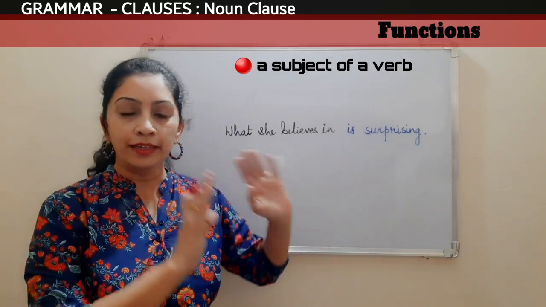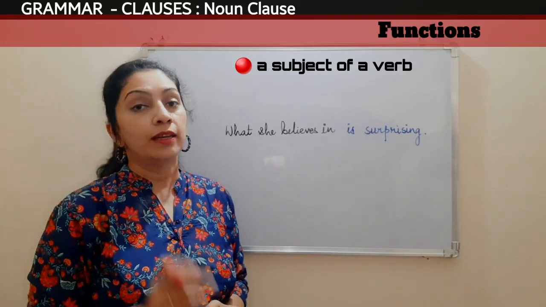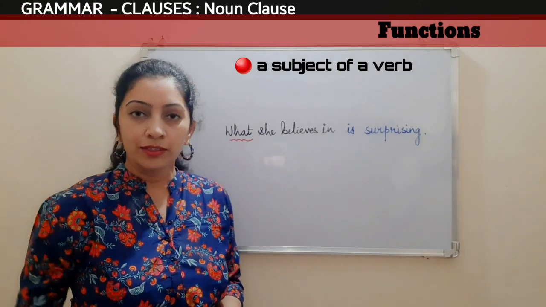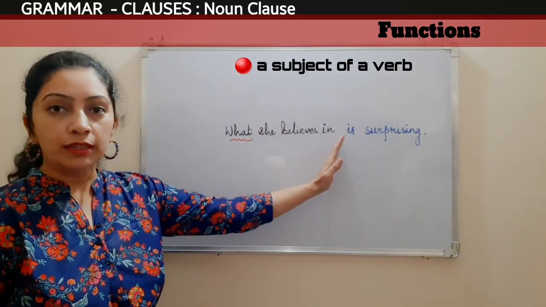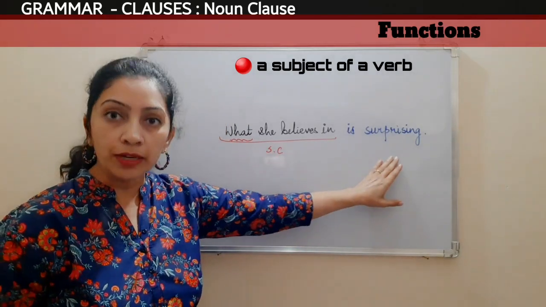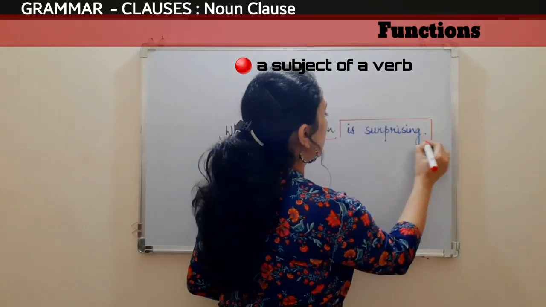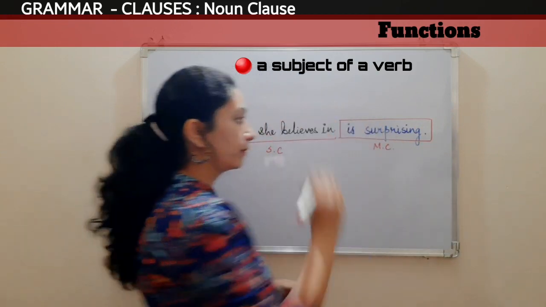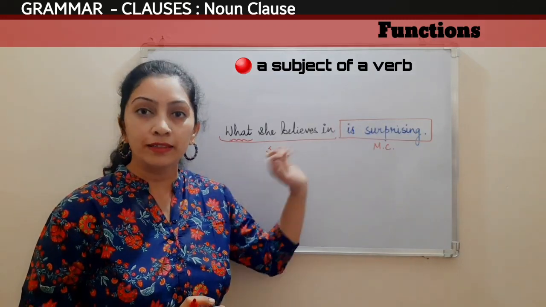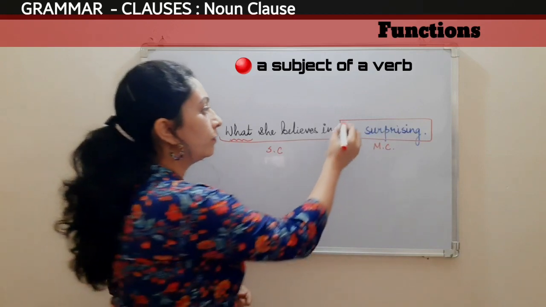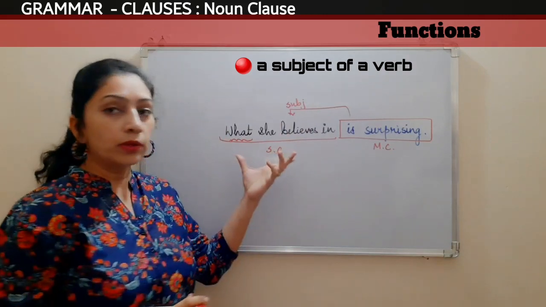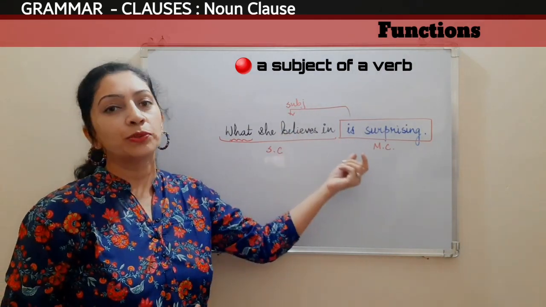Now let's first identify which is the main and the subordinate clause. And you have to remember that the subordinate clause will always start with a conjunction. So here, "what she believes in" becomes the subordinate clause, whereas "is surprising" becomes the main clause. Now, in the main clause, look at the verb. The verb is "is." Now, to this verb, if your clause acts like a subject, then the noun clause here acts like a subject to the verb.